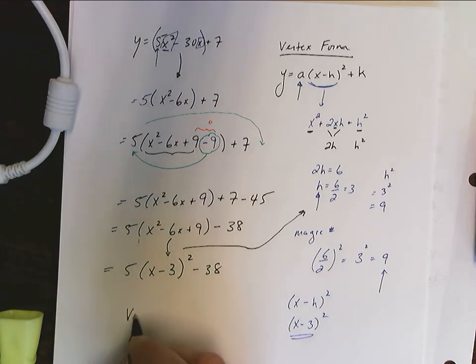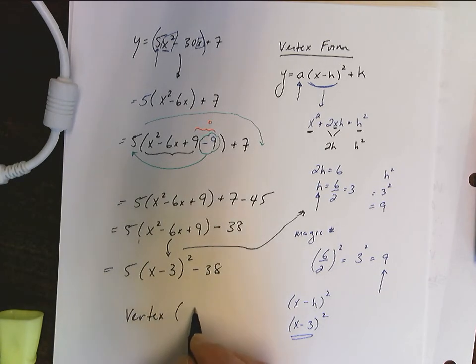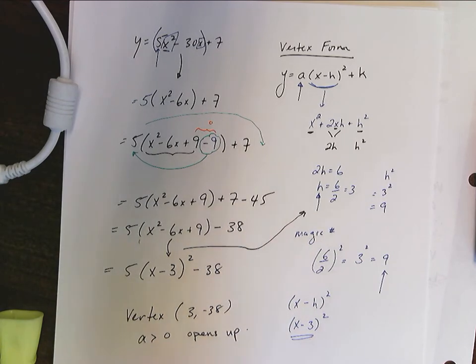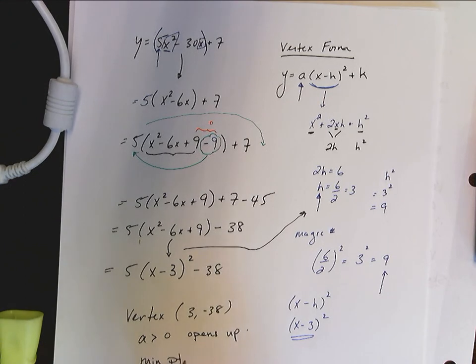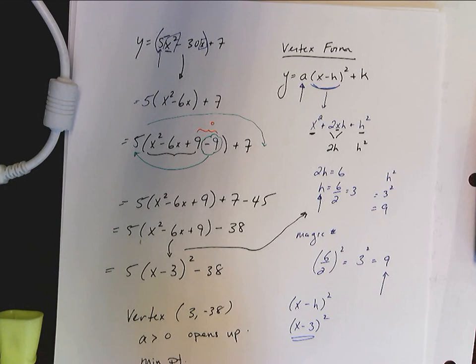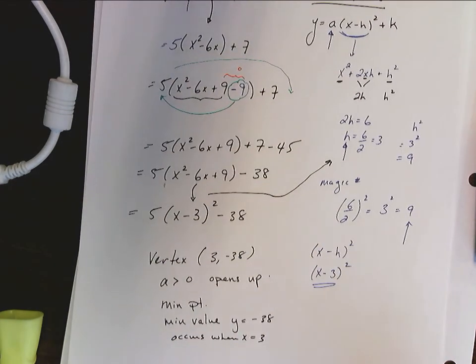And so I've got a vertex of 3, -38. I've got an a value which is greater than 0, so it opens up. And so this is going to be a minimum point. It has a minimum value of y equals -38, and this occurs when x equals 3. And there you go. That's everything. That's cool. All right, I'll stop here and come back with another one.